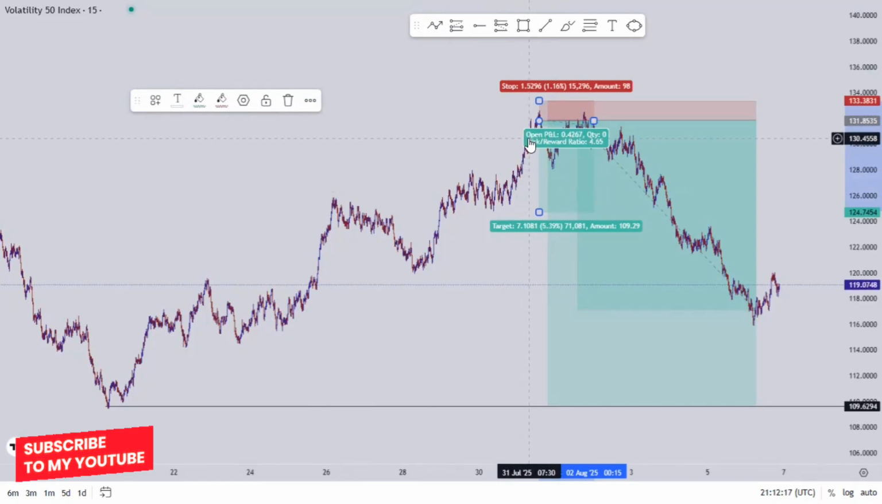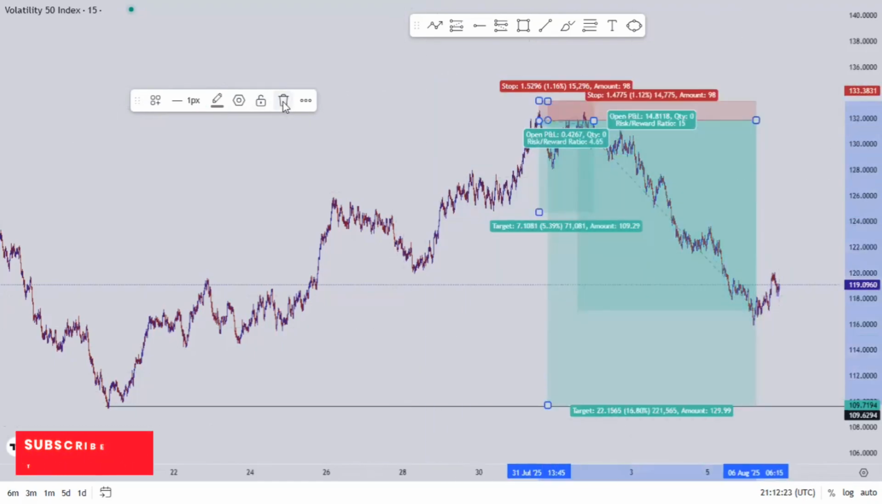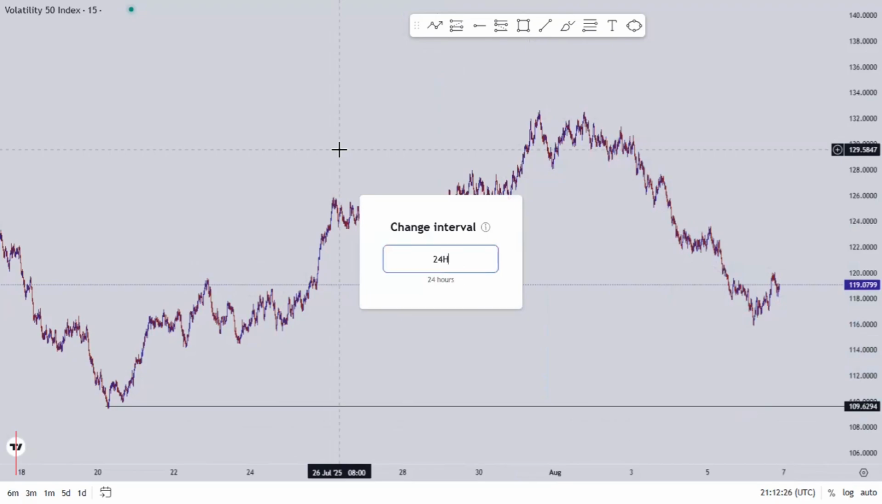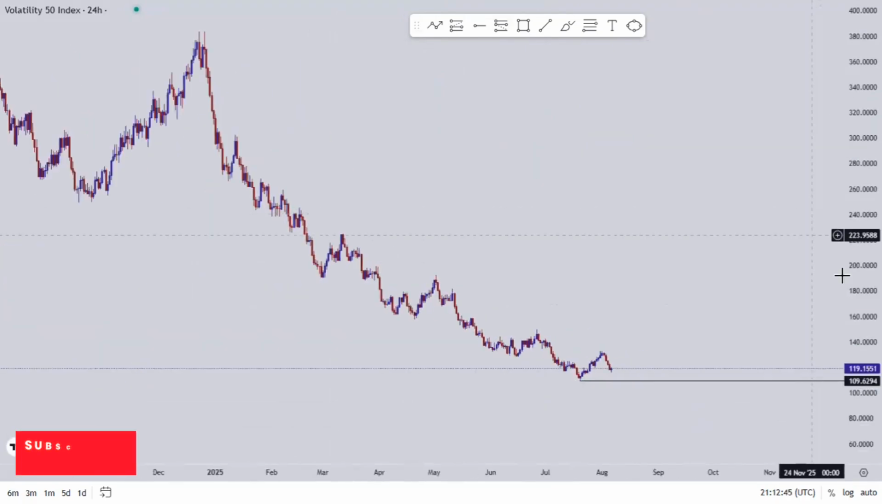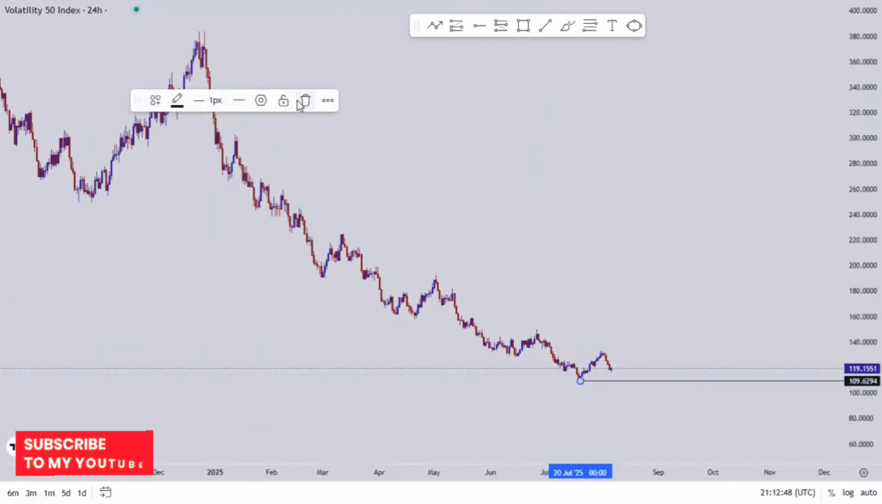So let's head down to the 24-hourly time frame. And before then, let me get all these things cleaned up. All right, the daily time frame as usual. So while on the daily time frame, let's get rid of this particular pair.